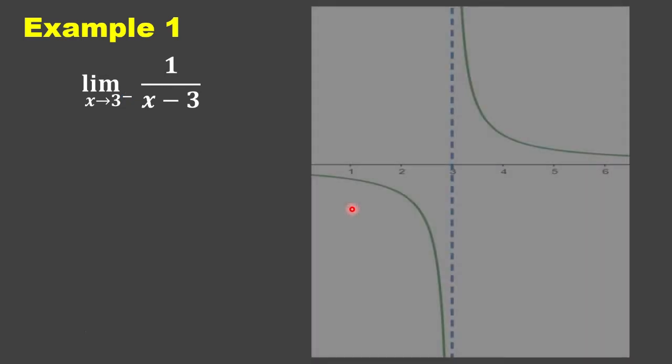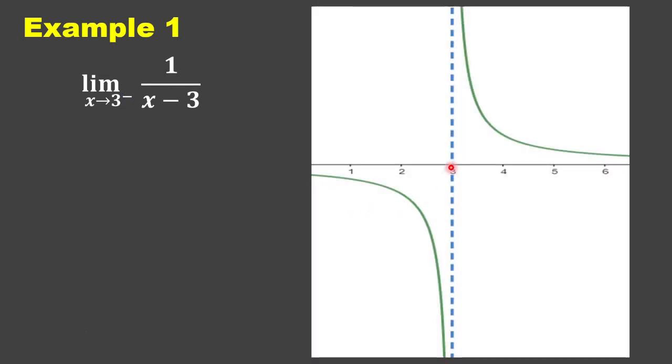Let us check using its graph. So we can see here that we have the vertical asymptote at 3. And as x gets closer to 3 from the left, f of x decreases without bound. Therefore, this is negative infinity.